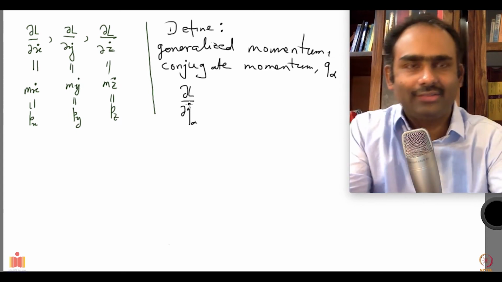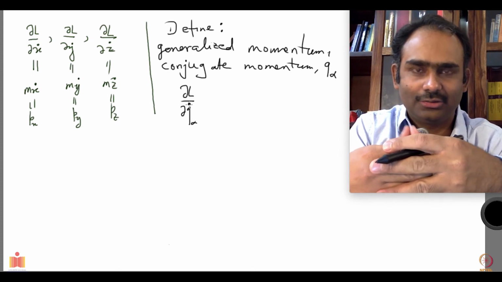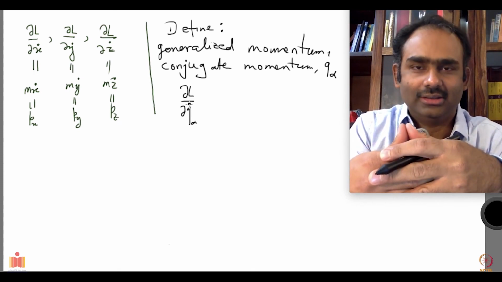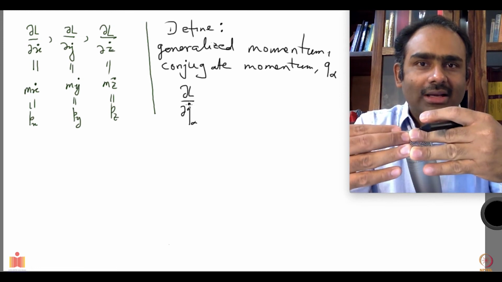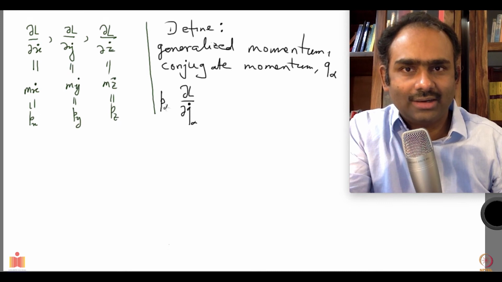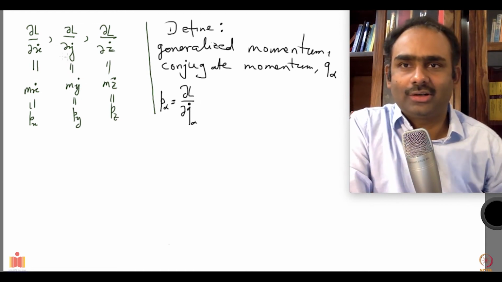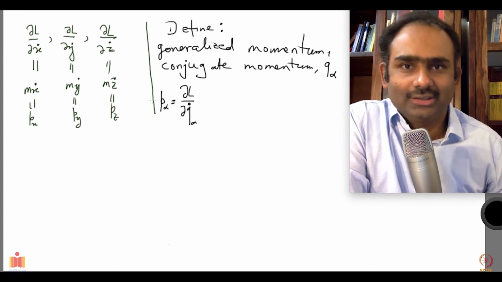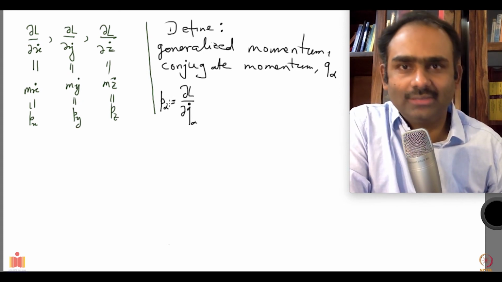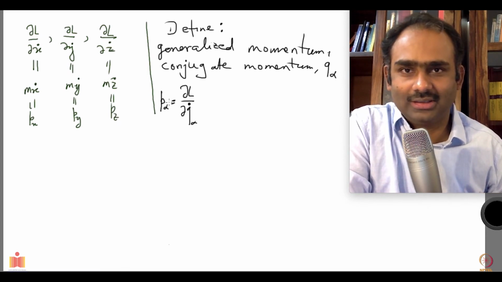This q alpha could be any of the coordinates. It does not have to be a cyclic coordinate. So corresponding to every q alpha, I define del L over del q alpha dot to be the generalized momentum, and I denote it by p alpha. And in our example for a free particle, we have seen that the corresponding conjugate momenta are constants. They do not change with time.